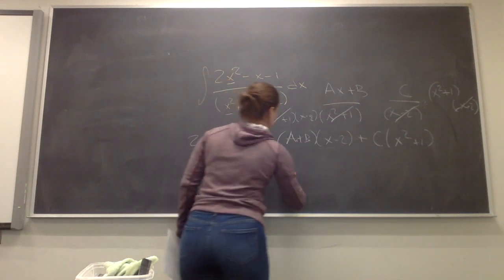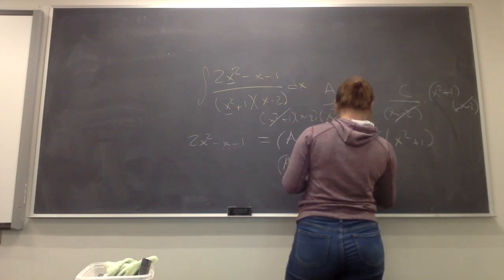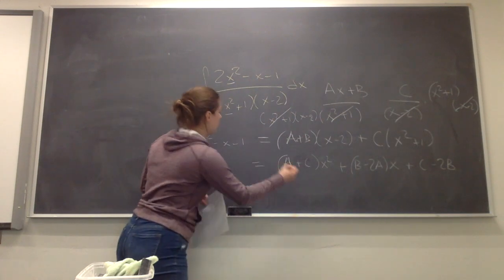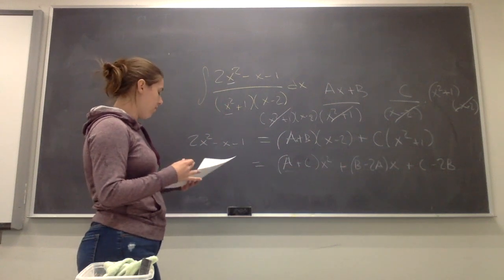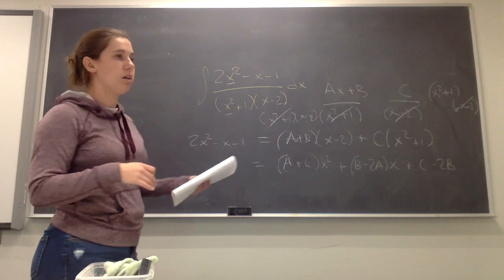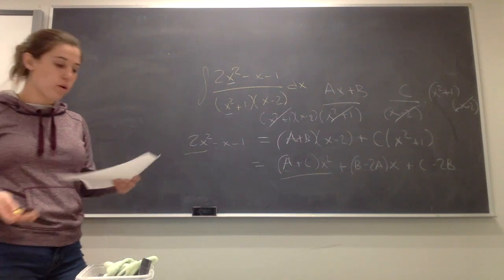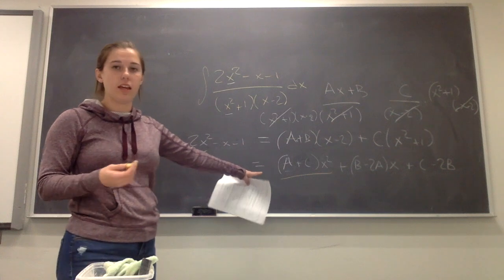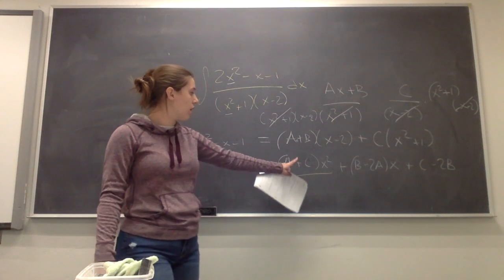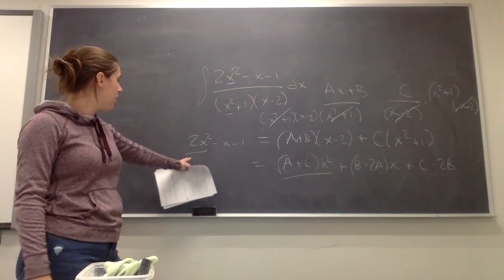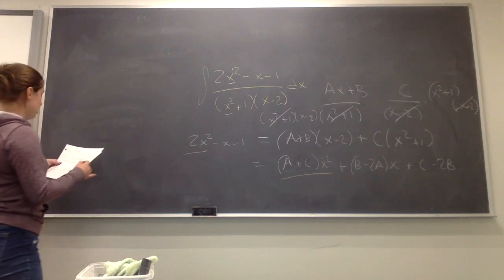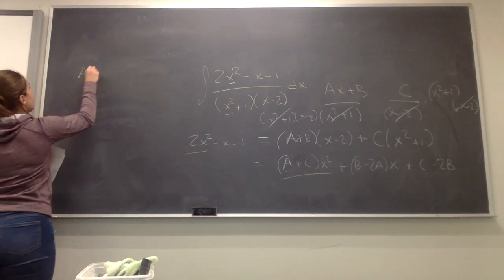From there, you're going to want to add your like terms. Like I said, add your like terms, and that's going to equal your unfactored polynomial. From this point, you're going to want to make your systems of equations. So you're going to find your x squared. So you have an ax squared, a cx squared, and then on the left side you have a 2x squared. So you want to put those equal together to get your first system of equations.